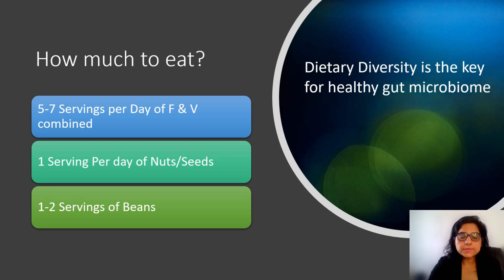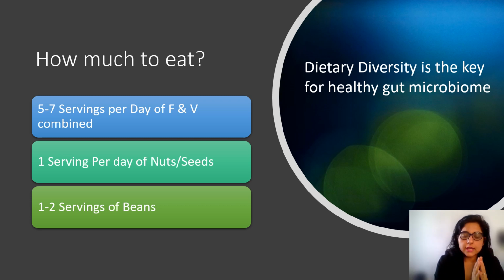Now, it has been seen, so there are some blue zones in the world where people have been seen to live more than 100 years. And one of the things that has been observed commonly amongst these people is that they have 1 to 2 servings of beans every day. So this I would recommend, even if you're a non-vegetarian, I would still recommend you having at least 1 serving of beans every day.